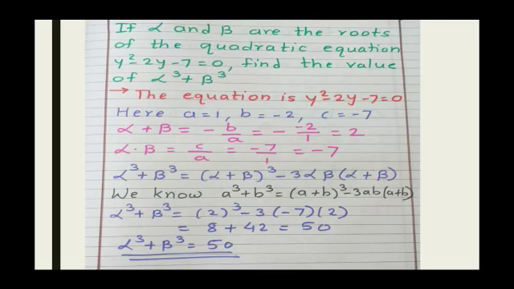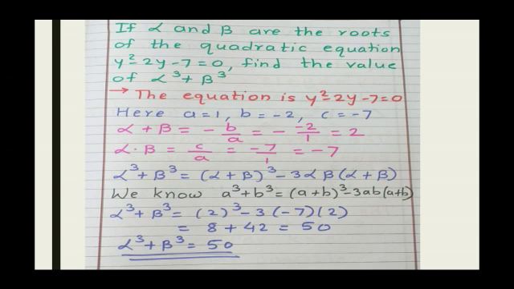If alpha and beta are the roots of the quadratic equation y square minus 2y minus 7 is equal to 0, find the value of alpha cube plus beta cube. The equation is y square minus 2y minus 7 is equal to 0, a is equal to 1, b is equal to minus 2, c is equal to minus 7. Alpha plus beta is equal to minus b upon a, therefore minus b value minus 2 upon a value 1, that is equal to 2. Alpha into beta is equal to c upon a, that is c value minus 7 upon a value 1, that is equal to minus 7.